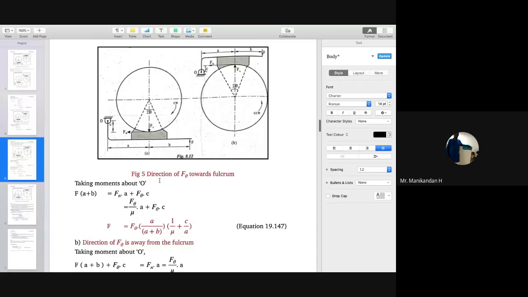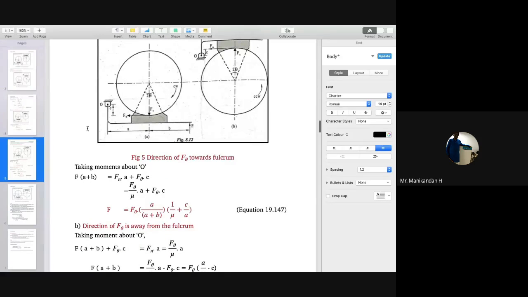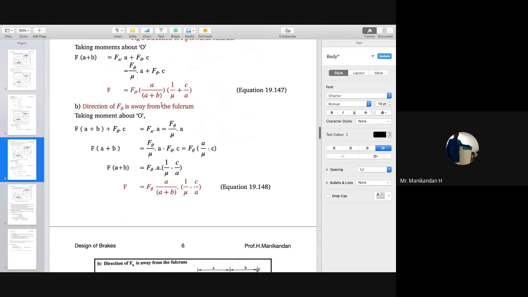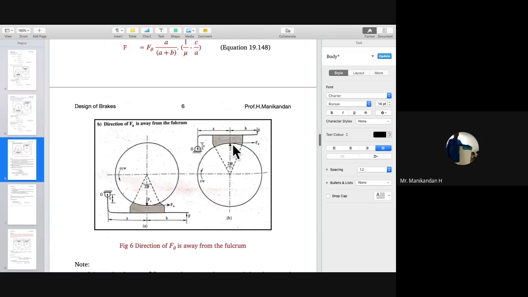Here, taking moment about O, F into A plus B is a counterclockwise moment, and F theta into C is a clockwise moment. Fn into A is also clockwise, so we have only one term on the left hand side. So F into A plus B is equal to Fn into A plus F theta into C. With the same relationship, Fn equal to F theta by mu, substituting, we get F equal to F theta into A by A plus B into 1 by mu plus C by A. This is when F theta direction is away from the fulcrum.